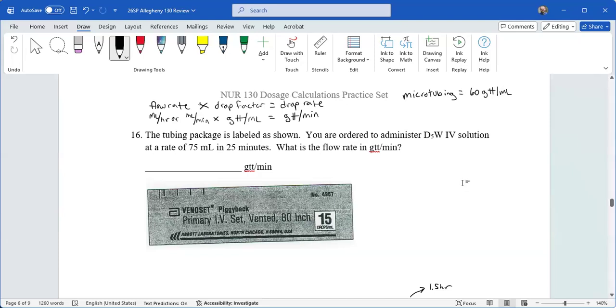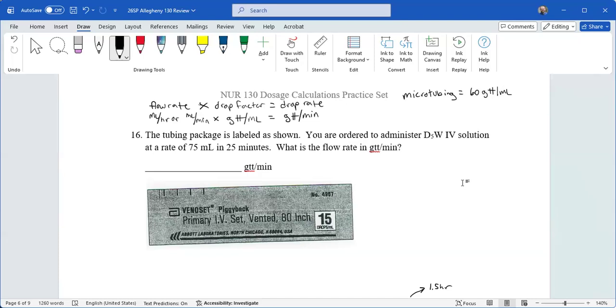So you could get like 122.5 milliliters per hour. That's not a problem, at least in the math bubble, the CCAC math bubble. But with drop rate, you can't give somebody a partial drop. So if you get an answer of like 20.3 drops, then the answer is 20. You round to the nearest whole drop.